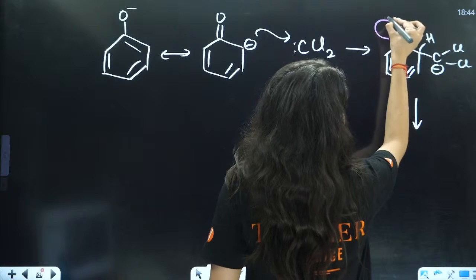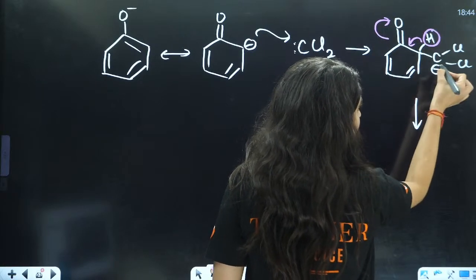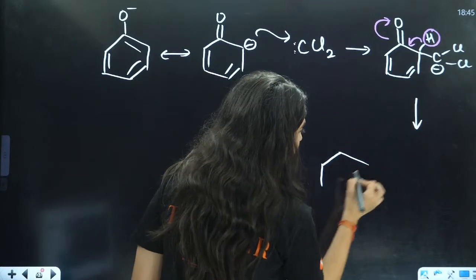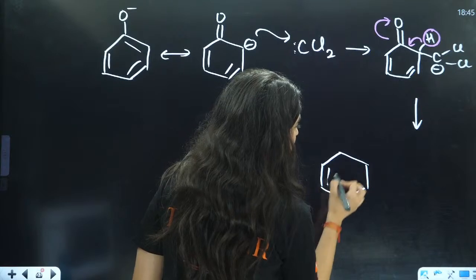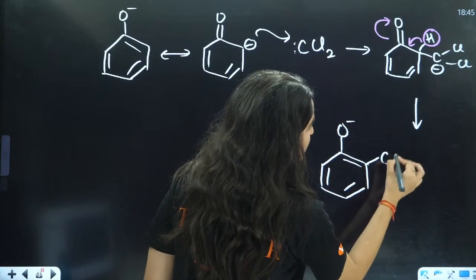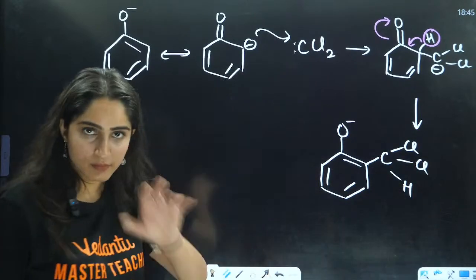The electrons are going to shift here. This pi bond is going to shift here. This hydrogen is going to shift here to this carbon, right? So here you will have double bond, double bond, double bond. This is O negative, this H, Cl, Cl, and this is H.